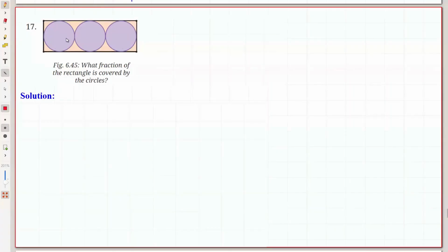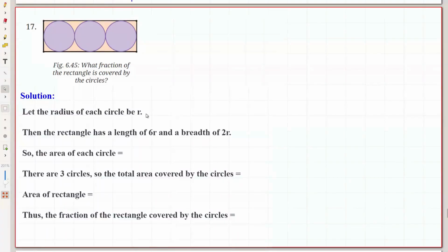How will you find out? Area of 3 circles divided by area of the rectangle. So we have to find the area of the rectangle and the area of 3 circles. Let the radius of each circle be r. I take this as the radius, from here to here. This is radius, this also is radius, and this is also radius.